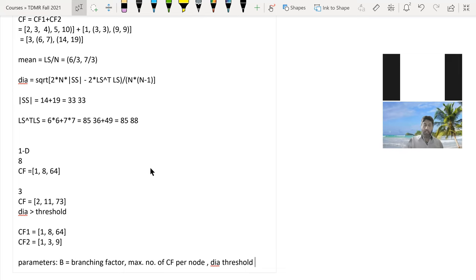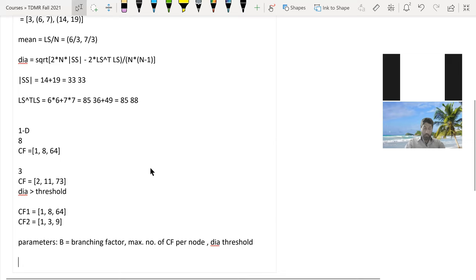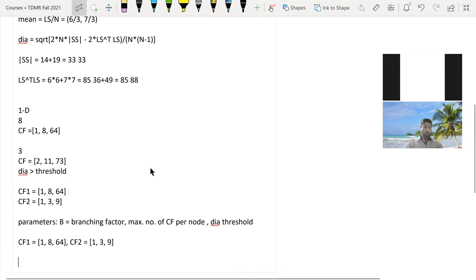So what is the process? A new object comes, you need to decide to which cluster it belongs. So let's say in the example above, I had CF1 with 1, 8 and 64, and CF2 with 1, 3 and 9. So let's say I get a new object which is 7. So now I have two options. It will go either to CF1 or to CF2. Now who decides this? We decide based on the nearest cluster to which 7 lies. And nearest is the centroidal distance. So 7 obviously is closer to 8 rather than to 3. So 7 would be added to CF1.